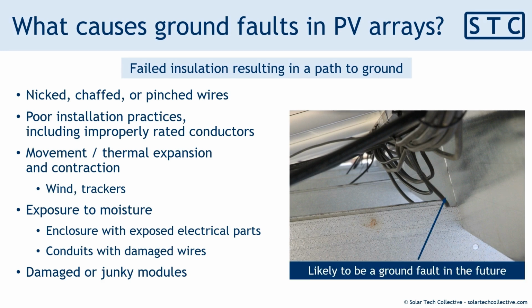A really important part of installation and O&M work is being able to identify potential ground faults before they actually become one. Here you can see an example of a wire going over a sharp edge that's likely going to be a ground fault in the future. This should be fixed before it results in a safety hazard or lost production.